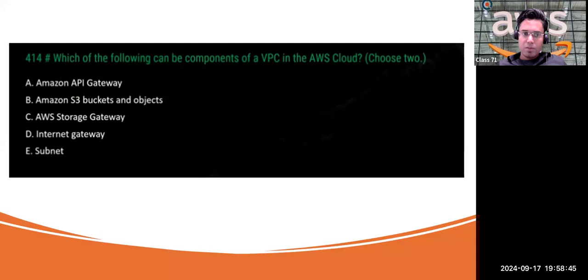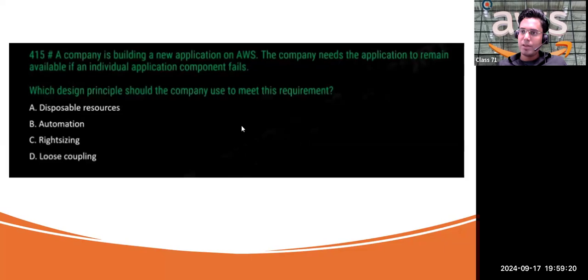Okay, so this one: which of the following are components of VPC in the AWS cloud? When we are configuring the VPC, what are the components? API gateway and S3 are not components of VPC. Storage gateway is not a component either; it is a gateway for on-prem and cloud connectivity between on-prem file servers, on-prem storage, and S3 cloud storage. So the two remaining, internet gateway and subnet, are the parts of VPC.